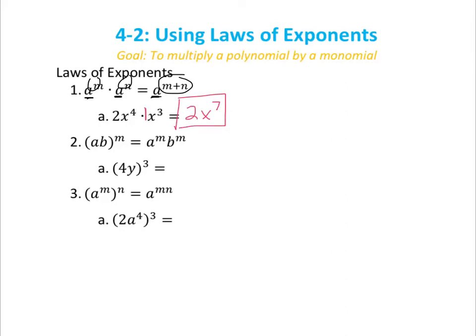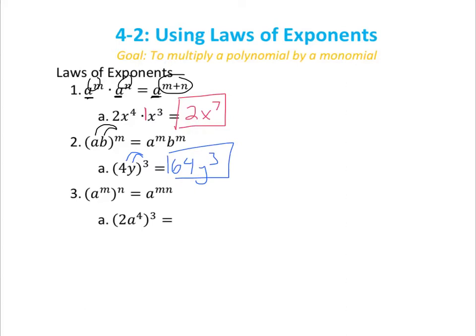Second one here, if your power is acting on both, you just distribute it to both. So a to the m times b to the m. So if you've got 4y cubed, this cubed has to act on both of these. Well, 4 cubed we know is 64, and y cubed we just leave like it is.